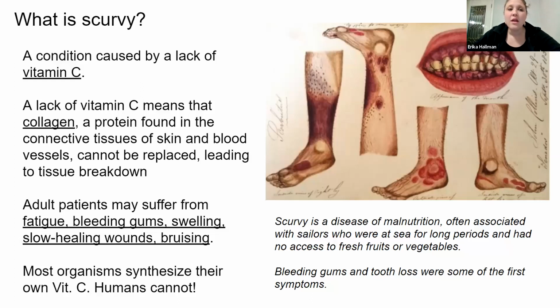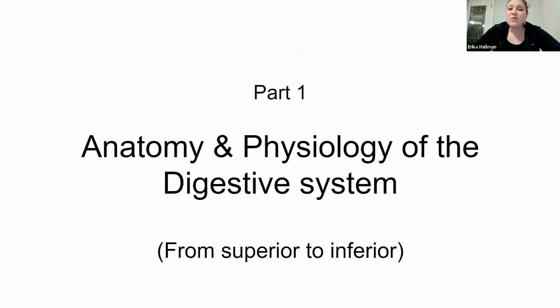He discovered that feeding them citrus, which is really high in vitamin C, would very simply cure these sailors and get them back up on their feet. So this is one example of how we have learned through trial and error about our digestive system. Today, as we discover the anatomy and physiology of the digestive system, we're going to start from the top to the bottom, and we're going to go through each of the parts of the digestive system.